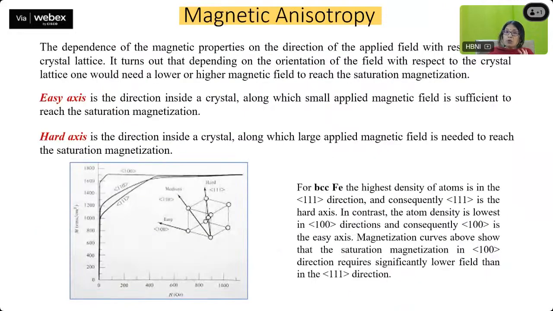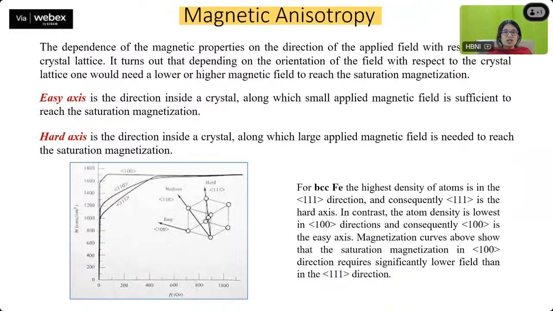Now we come to the important point of magnetic anisotropy that we had discussed when we were talking about the different terms. So what is magnetic anisotropy? Reiterating what we had already discussed, it is a dependence of magnetic properties on the direction of the applied field with respect to the crystal lattice. Depending on the orientation of the field with respect to the crystal lattice, one would need lower or higher magnetic fields to reach the saturation magnetization.